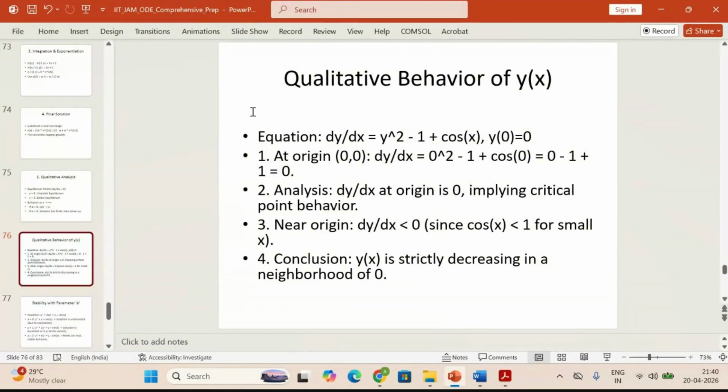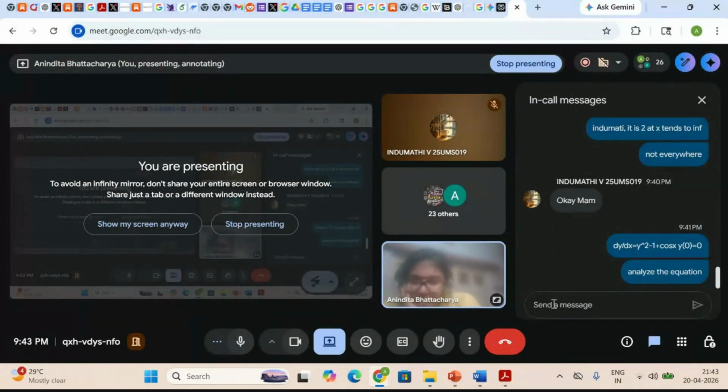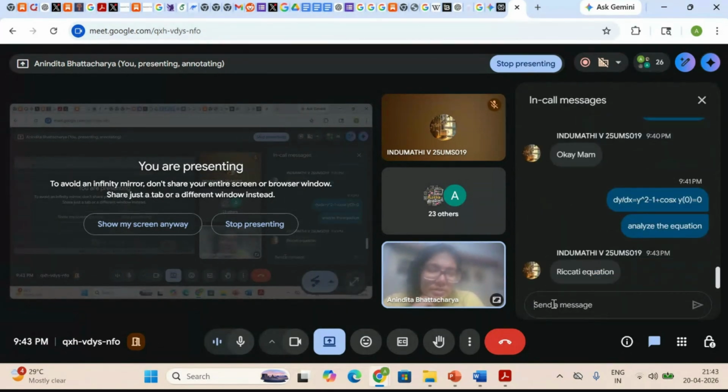So next, let us look into a problem. dy/dx = y squared minus 1 plus cos x, y(0) = 0. What is the nature of the equation? This equation, dy/dx = y squared minus 1 plus cos x. I will write it. Do you want to try for some more time, or do you want to see the solution? Correct.